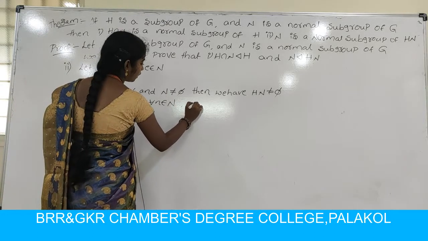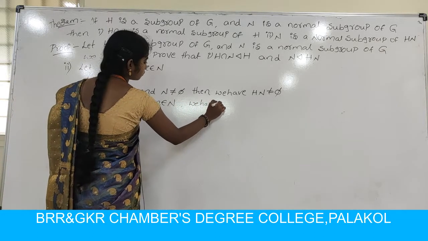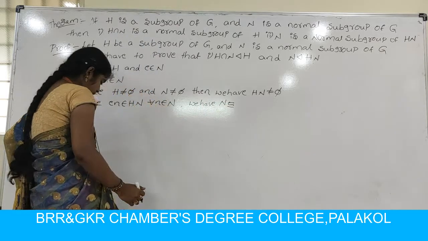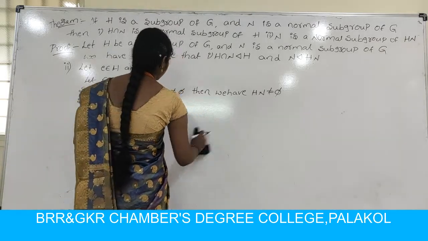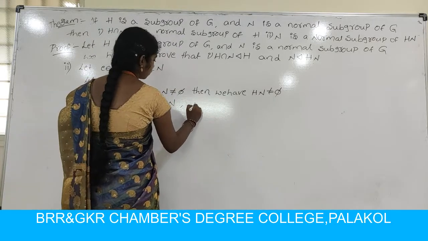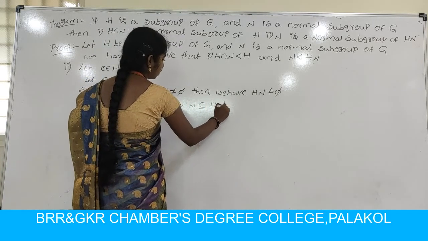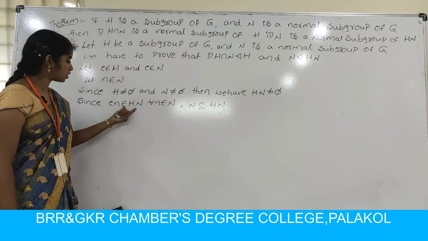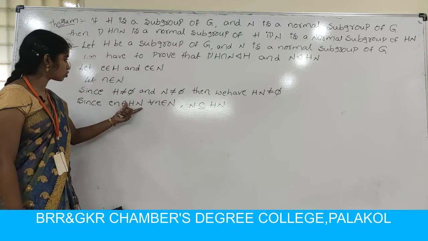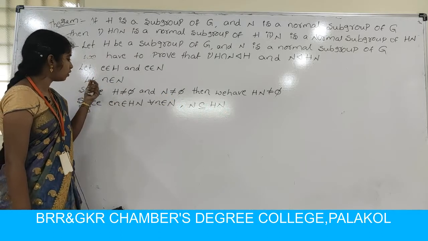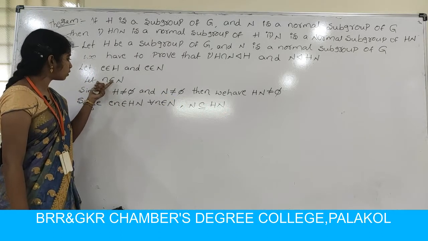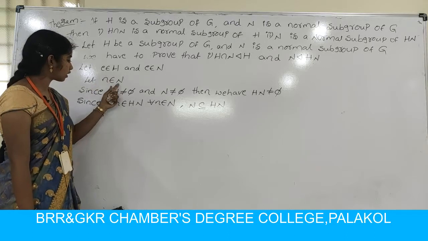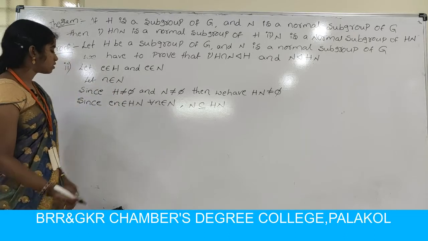So we have N is a subset of HN. So EN belongs to HN, since E belongs to H and small n belongs to capital N. So multiplying by E on both sides, E belongs to H, it can be written as N is contained in HN.